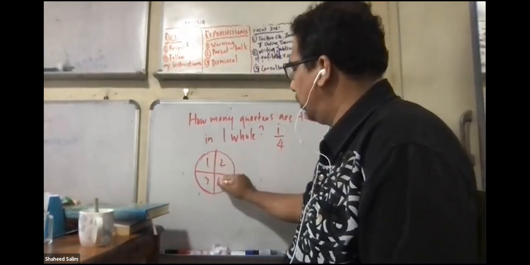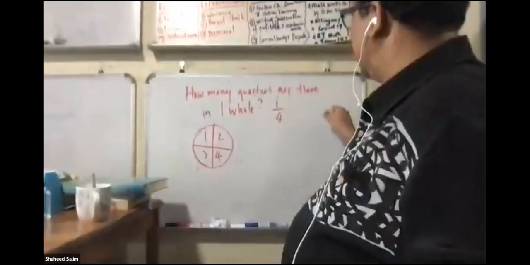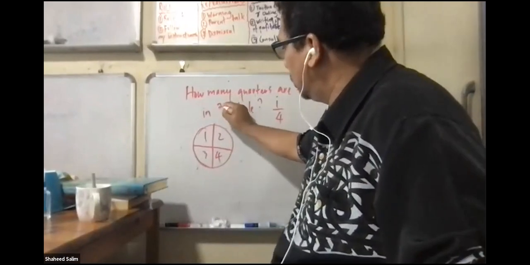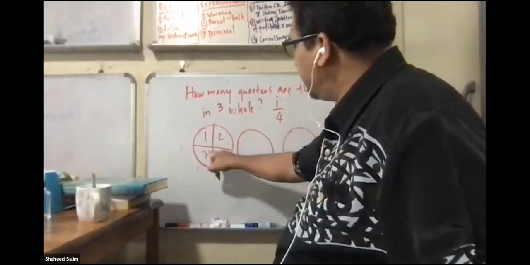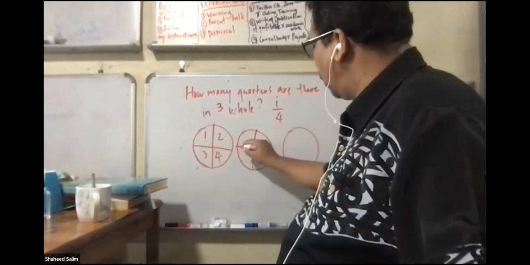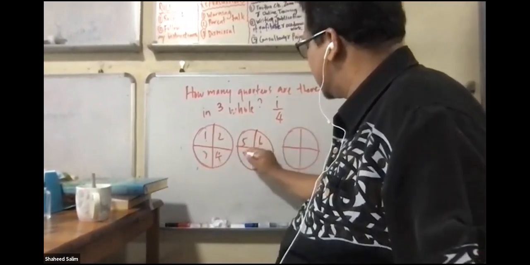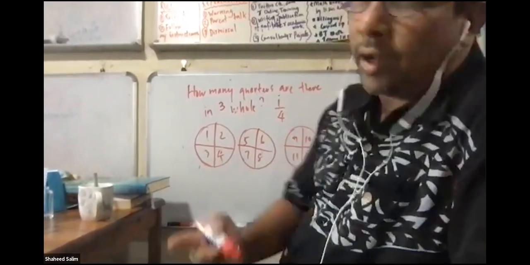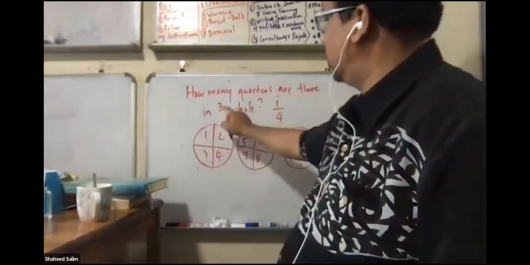So how many quarters are there? 1, 2, 3, 4. If I ask you how many quarters are there in 3 wholes? So you know 3 pizzas will have how many quarters? 1 pizza, there's 4. So 3 pizzas, there must be 4 times 3, 12. See, 1, 2, 3, 4, 5, 6, 7, 8, 9, 10, 11, 12. So first of all, you find out how many are there in 1. Then times by the number of wholes.